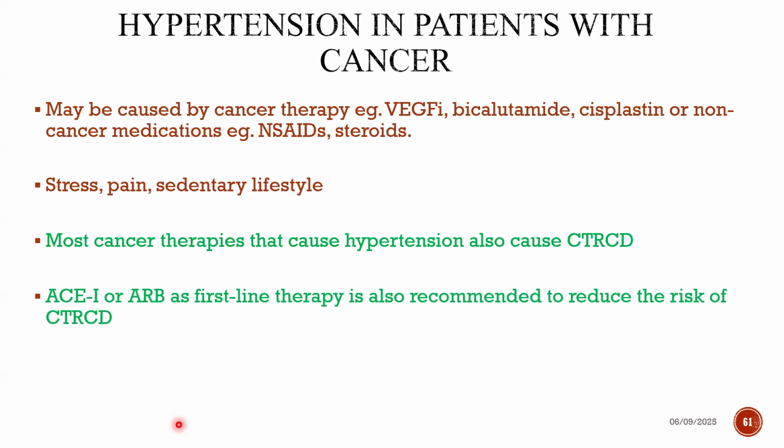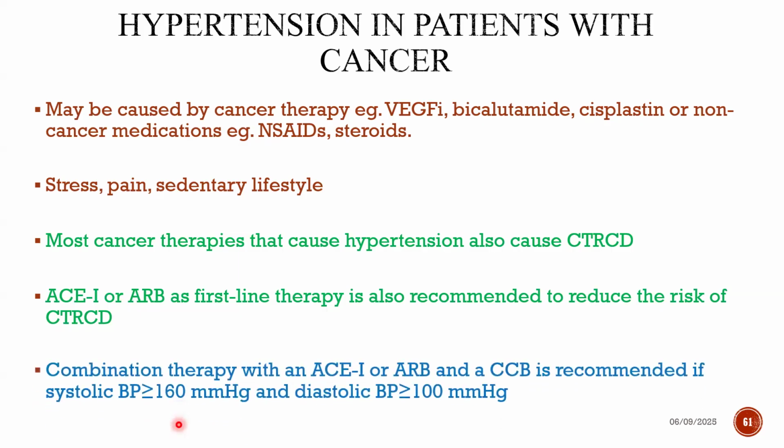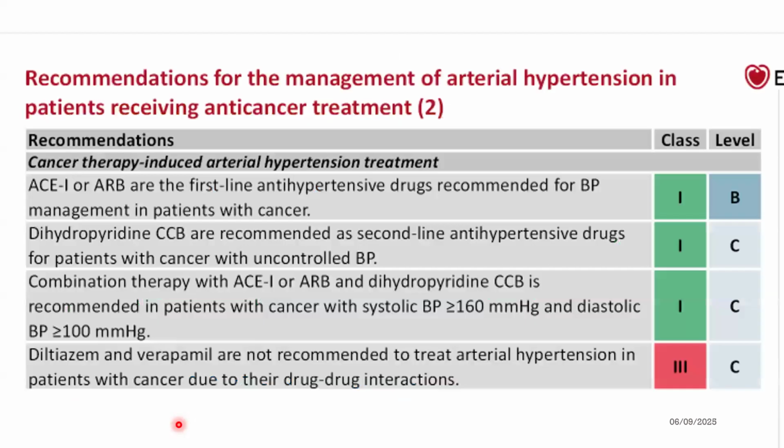ACE inhibitors or ARBs are usually considered as the first line therapy for patients who have cancer and also hypertension. And a combination therapy with an ACE inhibitor or ARB with a calcium channel blocker is recommended if blood pressure is above 160 over 100.